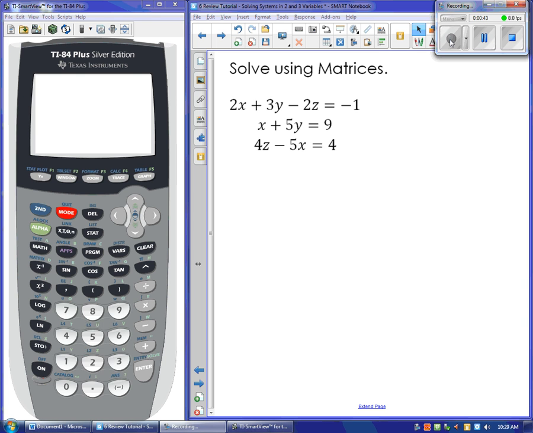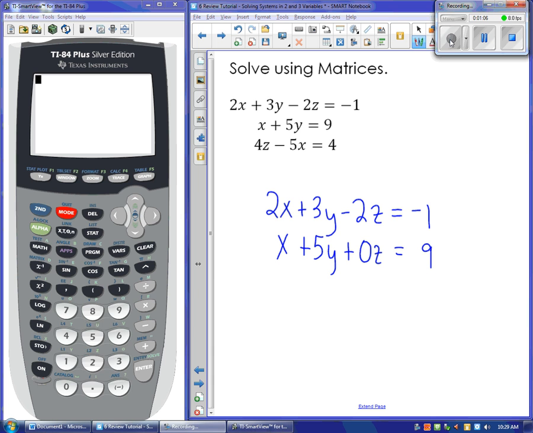So my first equation is good. I've already got all the variables in order, so I don't need to make any changes here. But in the second equation, I'm missing a z, so I'm going to put everything in order. So I still have the x plus 5y, but I also want to remember there is a z variable. It's just that the coefficient in this case is 0, and then the solution is 9.